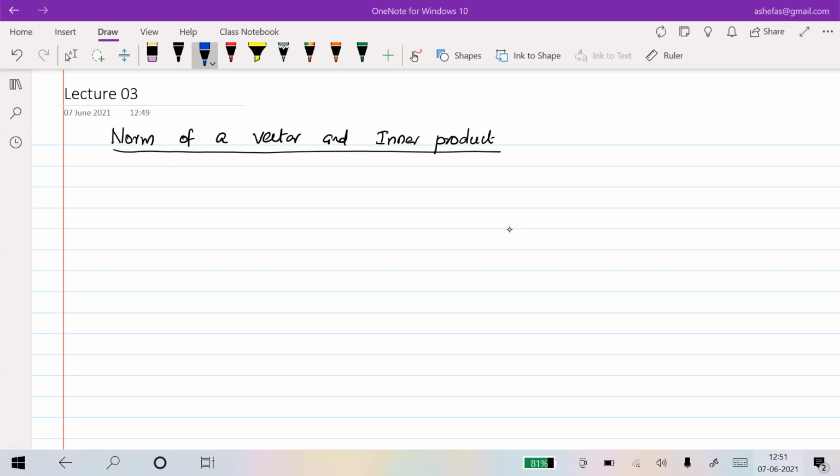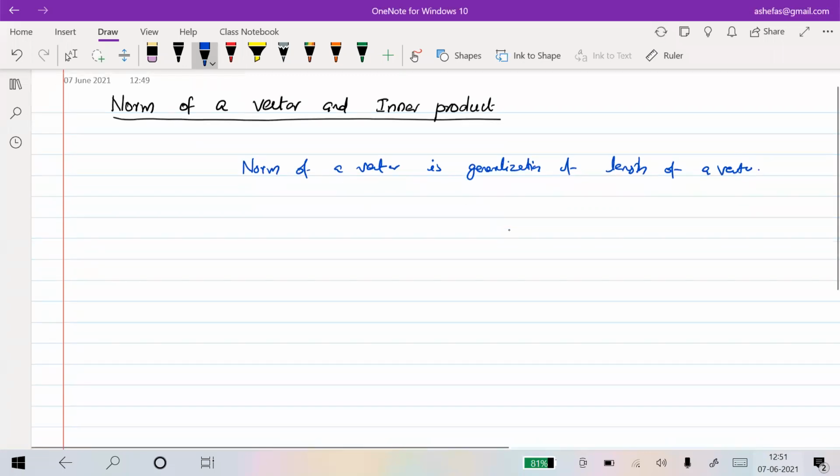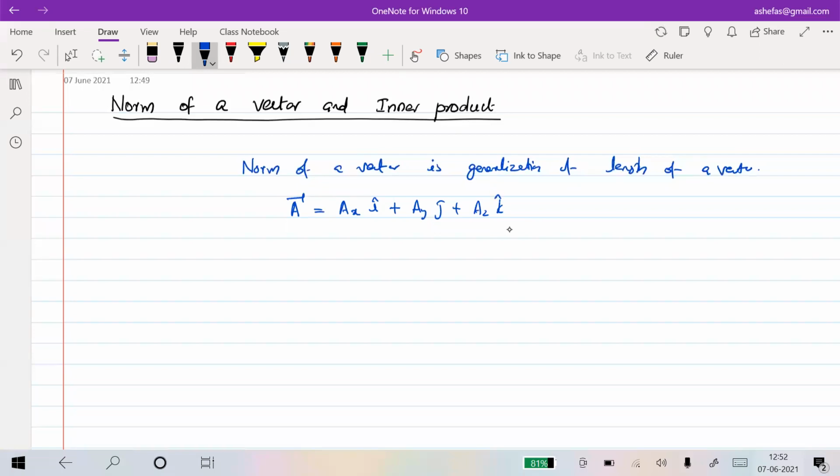So norm of a vector is a very simple concept. Norm of a vector is a generalization of the length of a vector. Suppose you have a vector A in 3-dimensional space. This vector will have an x component, y component, and z component. So then how will you find its length?